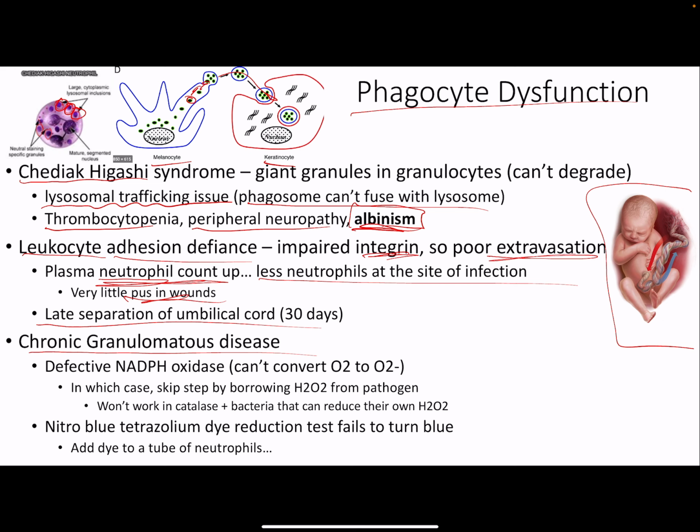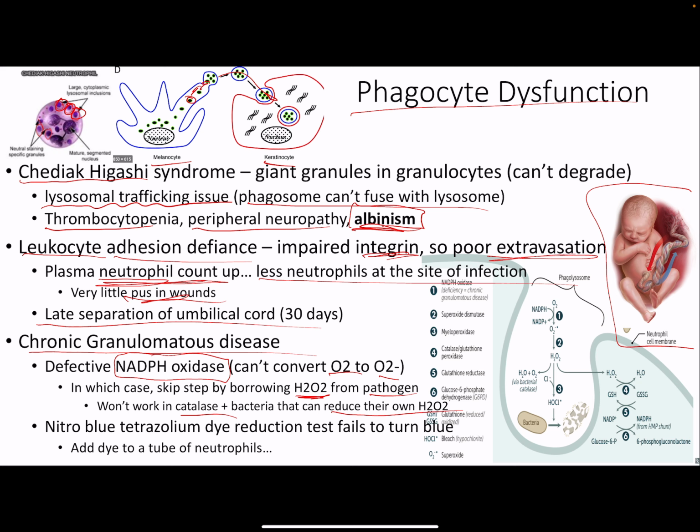The first step of taking oxygen and turning it into a superoxide radical, from O2 to O2 minus, requires NADPH. This is the first step. And so in this case, I need to borrow H2O2 from a pathogen, from the bacteria, and often that's fine. But some bacteria are catalase positive, which means they can reduce their own H2O2 to water.